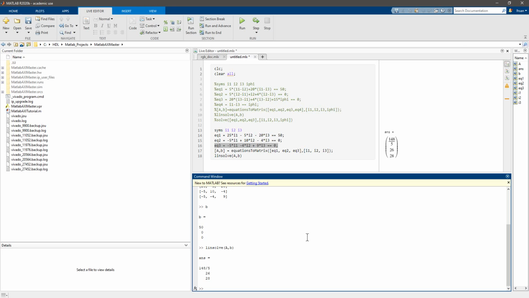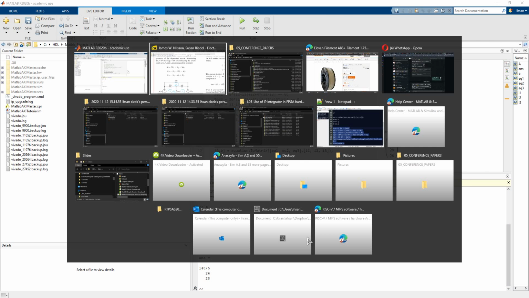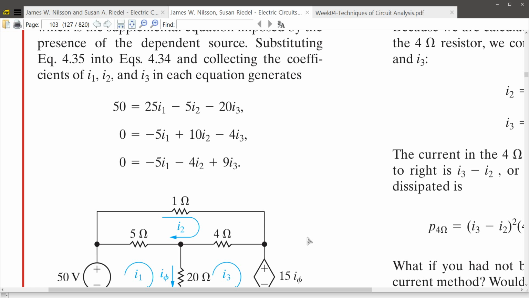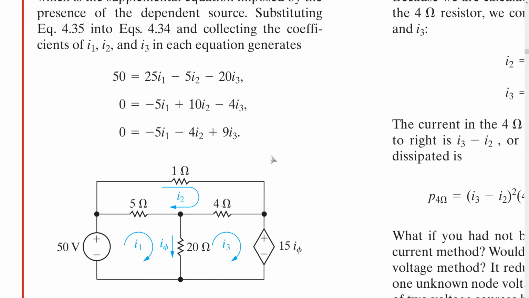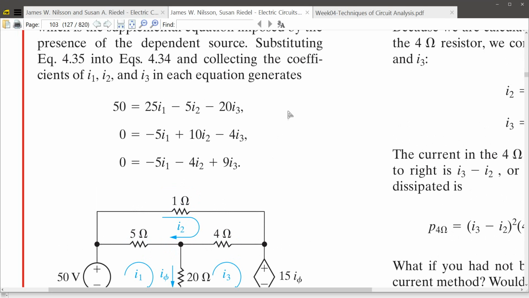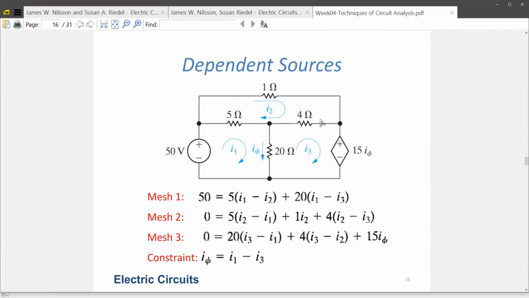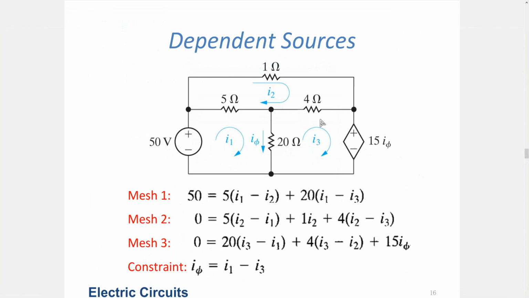Anyways, if we return to our discussion, let me make this full screen. And before that, let's switch to the slides. Okay, now we can go full screen.